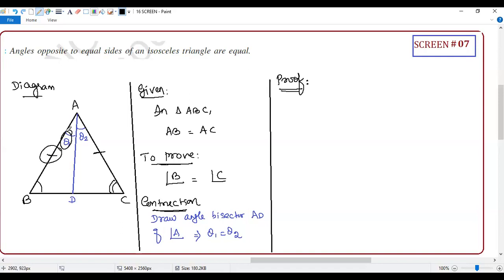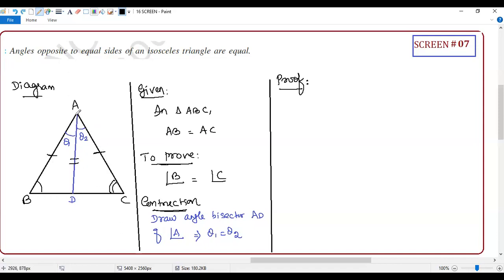Side, angle, side. Are you clear, my dear? Yes, sir. The triangles are congruent. Why? In this triangle, this side is equal to this side in the other triangle. These two are equal, number 1, that's why indicated by a single line. And this angle equal to this angle, according to your construction. And this side is what, my dear? It's a common side. This side is coming in both the triangles.